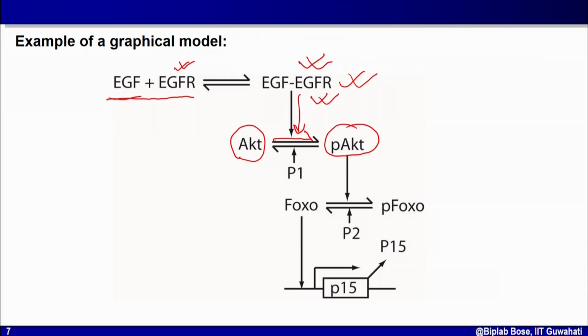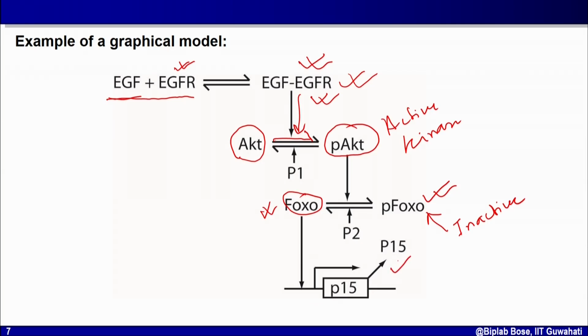Once PAKT is formed, PAKT is the active form of AKT and it is a kinase. It can phosphorylate FOXO to P-FOXO. P-FOXO is nothing but the phosphorylated form of FOXO, and P-FOXO is inactive. Interestingly, FOXO can control or activate expression of P15.